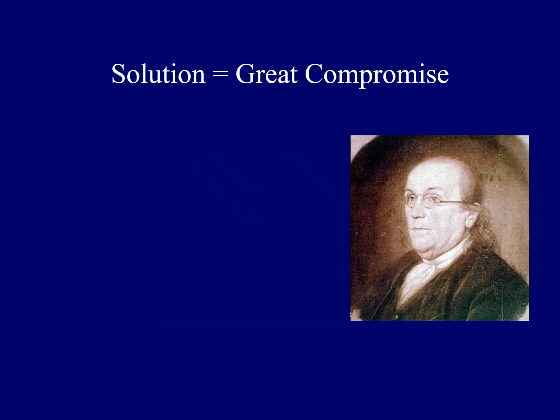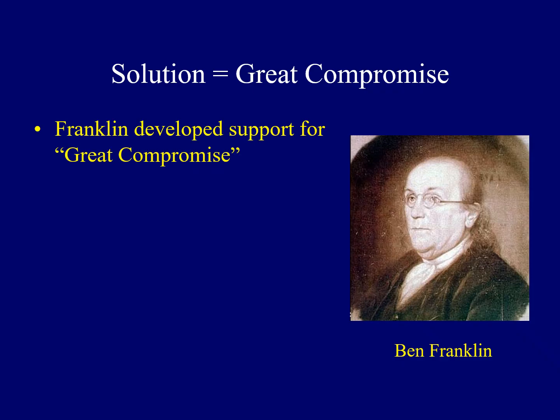Finally, cooler heads prevailed when the oldest delegate, Benjamin Franklin, developed a compromise, or at least support for what came to be known as the Great Compromise. It actually accepted much of Madison's Virginia plan, but it had a key distinction. It separated the legislative branch into two different chambers.